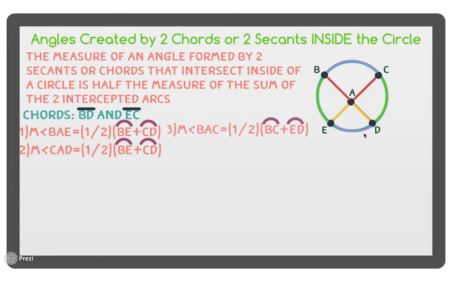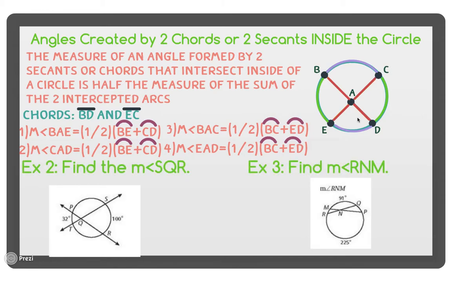So the measure of angle BAC will be 1/2 of its two intercepted arcs, which are BC and ED, as well as the other angle that now faces down. We're going to look at the intercepted arcs that go up and down, which again are BC and ED. So we just add up the intercepted arcs and divide by 2. And that's how you get an angle that is created by two chords or two secants that intersect inside the circle. Cool beans. Alright, so go ahead and pause the video and learn how to apply this property in example 2 and 3.